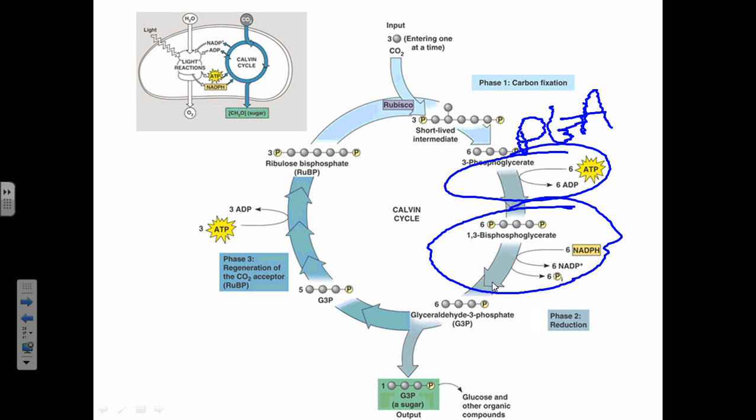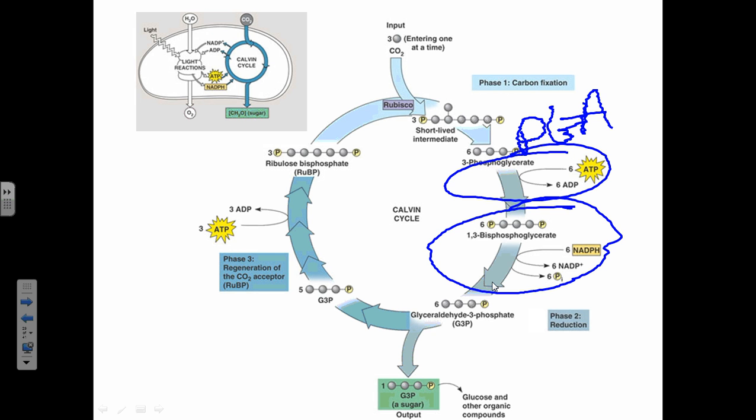And step 3 is called regeneration of the carbon dioxide acceptor, or sometimes it's called regeneration of RuBP. If a plant runs out of this ribulose bisphosphate stuff, it can't work. It can't do photosynthesis. So, sounds wasteful, but 5 out of the 6 G3Ps are just used to make more of that, and that keeps the cycle going. That's the way photosynthesis happens in C3 plants.